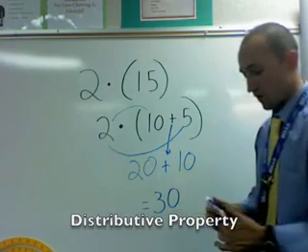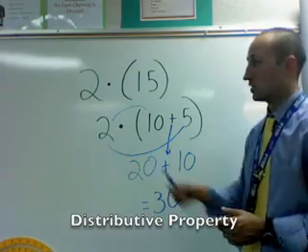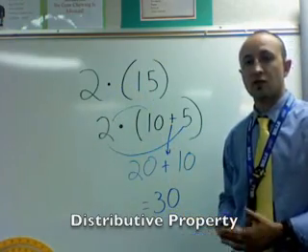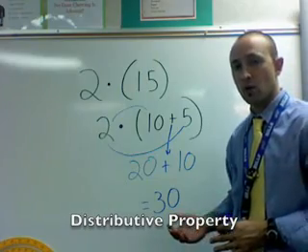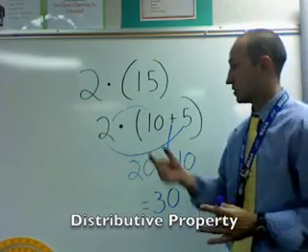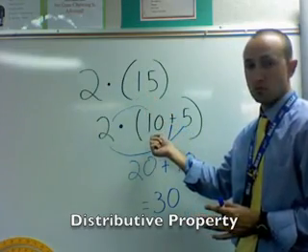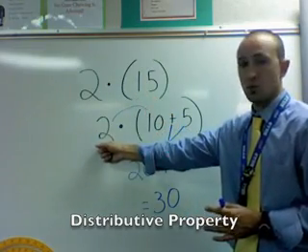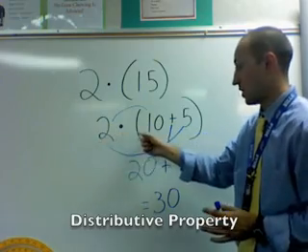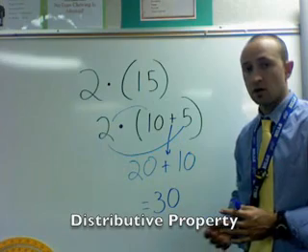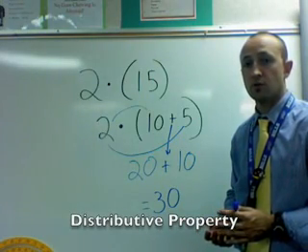Now if I wanted to, I can go back and check my work. Is 2 times 15 30? Yes, it is. So now I know that I did this problem the right way. Now remember, the key was to turn the number inside the parentheses into an addition problem, and then to distribute or multiply the outside number by both of those, add them together, and we get our final answer, which is called the distributive property.